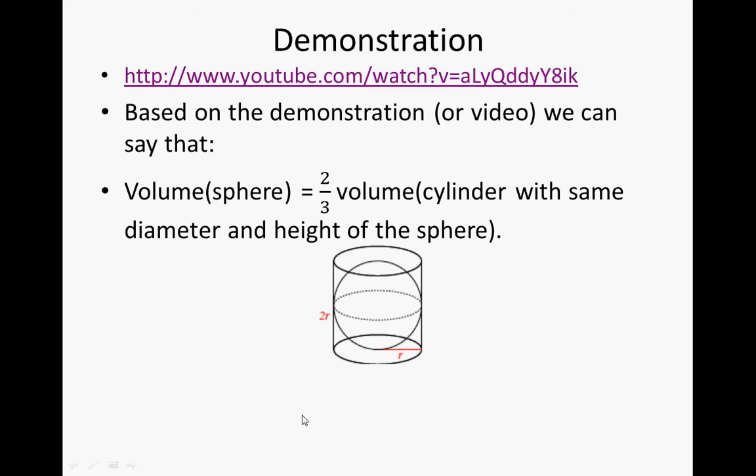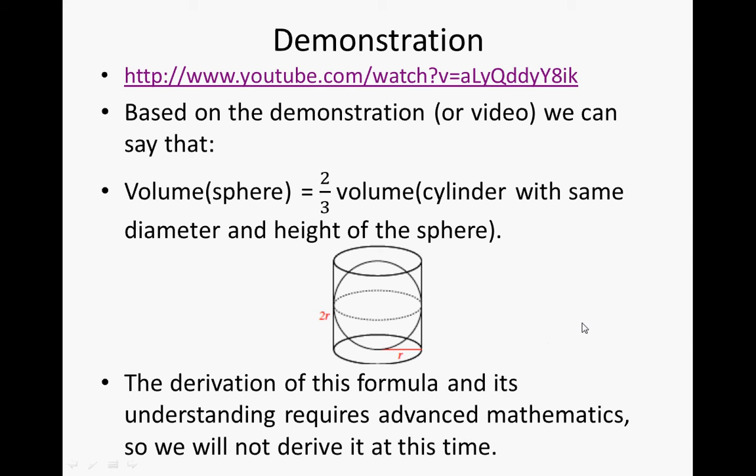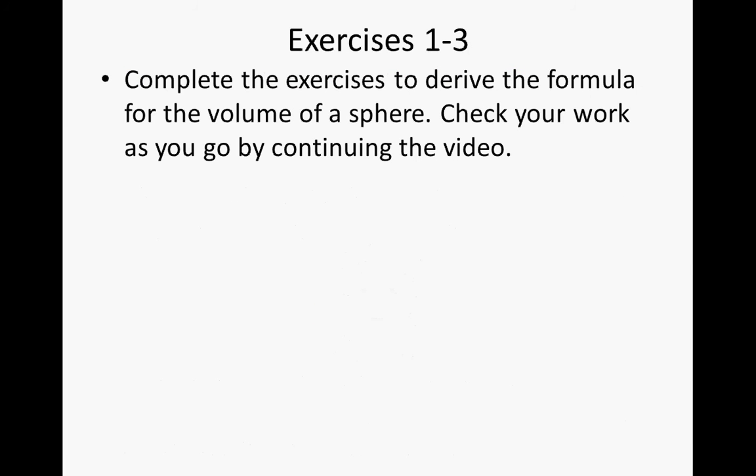So essentially, if the radius of the sphere is the same as the radius of the base of the cylinder, then 2r, 2 times the radius, indicates the height from top to bottom of the cylinder and also the sphere. The derivation of this formula and its understanding requires advanced mathematics, so we will not derive it at this time. All right, go ahead and complete exercises 1 through 3 on your lesson worksheet to derive the formula for the volume of a sphere. Check your work as you go by continuing the video.